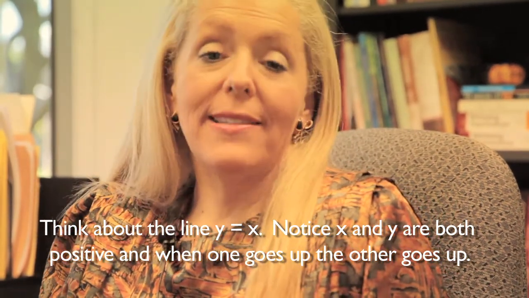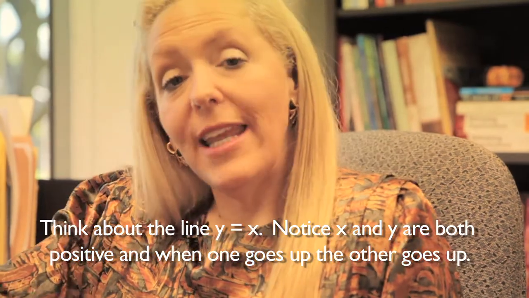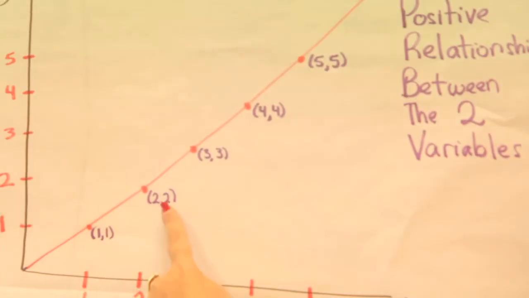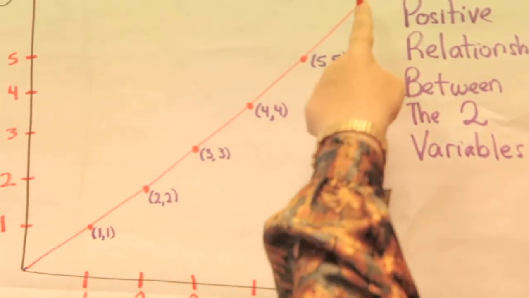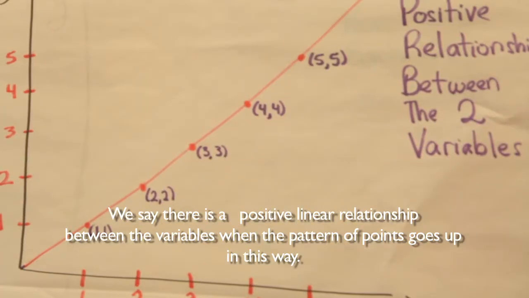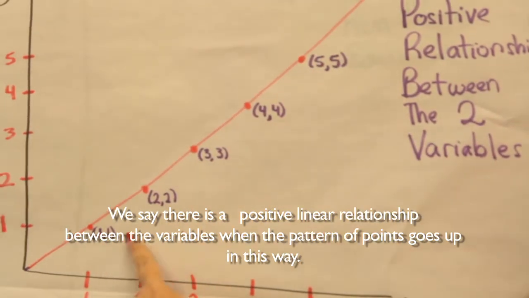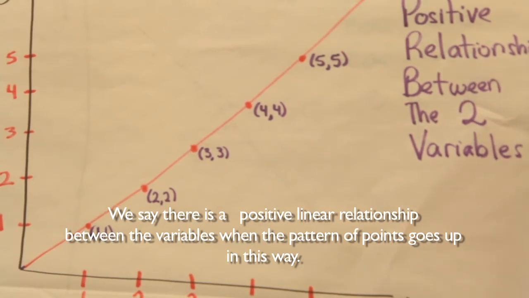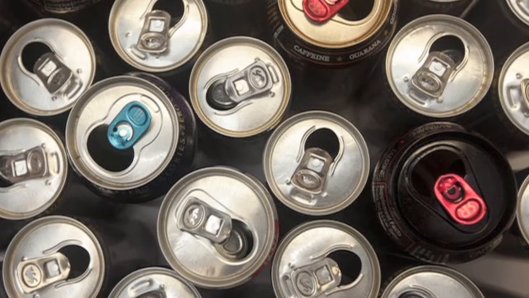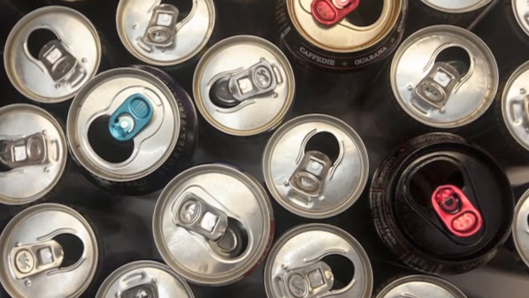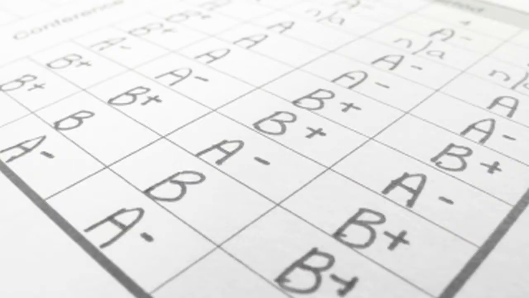Notice that when x gets larger, y gets larger at an equal rate. Notice in the line y equals x, when 1 is 1, 2 is 2, 3 is 3, and so on, there's a perfect association between the variables. We say there's a positive linear relationship between the variables when the pattern of the points goes up in this way. Examples include drinking energy drinks and getting to sleep, eating candy bars and weight gain, and the number of hours you study for this class and the grade you earn in the course.